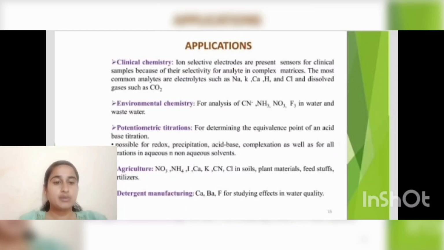Potentiometric titration is used for determining the equivalence point of an acid-base titration. It is possible for redox titration, precipitation titration, acid-base titration, complexometric titration, as well as for all titrations in aqueous and non-aqueous solvents. For agricultural purposes, ammonium, iodide, calcium, potassium, nitrate and chloride are determined in soils, plant material, feedstuff, fertilizers, etc. In manufacturing, for detergents, calcium, beryllium and fluoride are determined for studying the effects on water quality, and in food processing we can also use potentiometric titration.